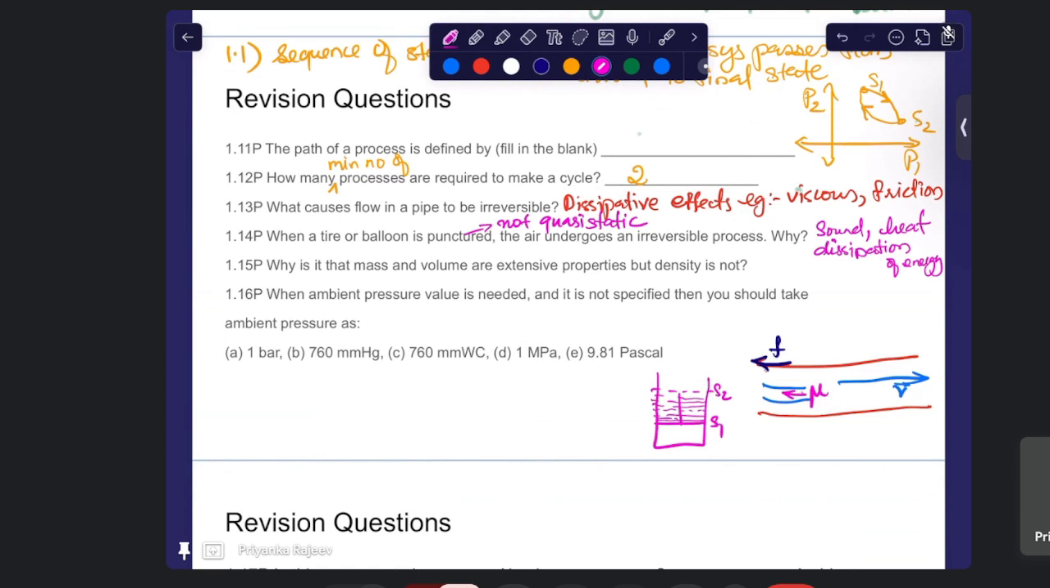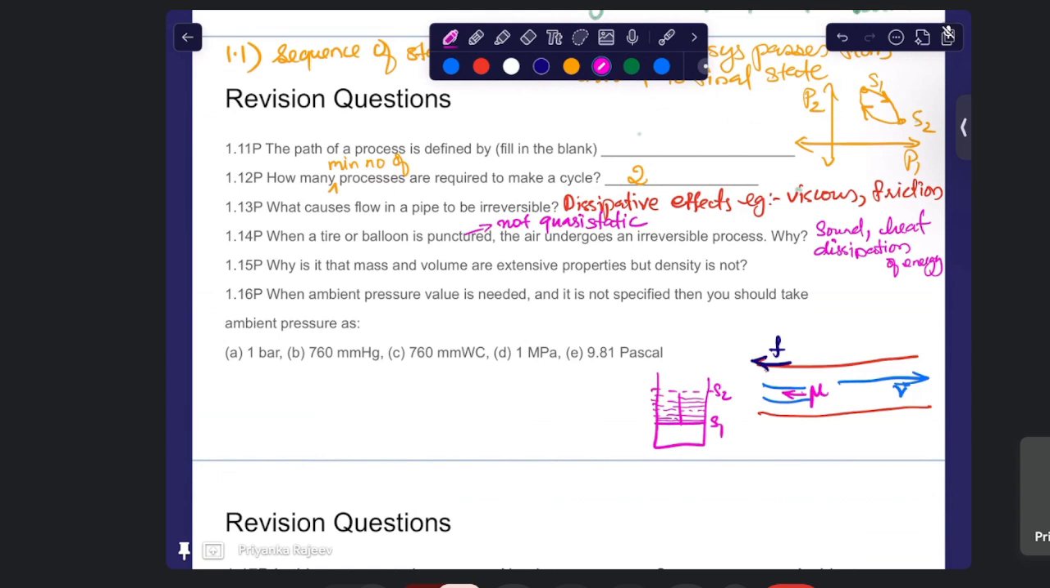And this is not so. You can see that it is happening in a jiffy, in a very minute time. This is happening when a tire is punctured. The air inside the tire will be coming out of the flat tube within a second, right? So that is not a quasi-static process. Sound and heat dissipation, everything is coming out, and you cannot simply reverse it and bring all the molecules back inside without a huge amount of work. So that is what is called irreversible.